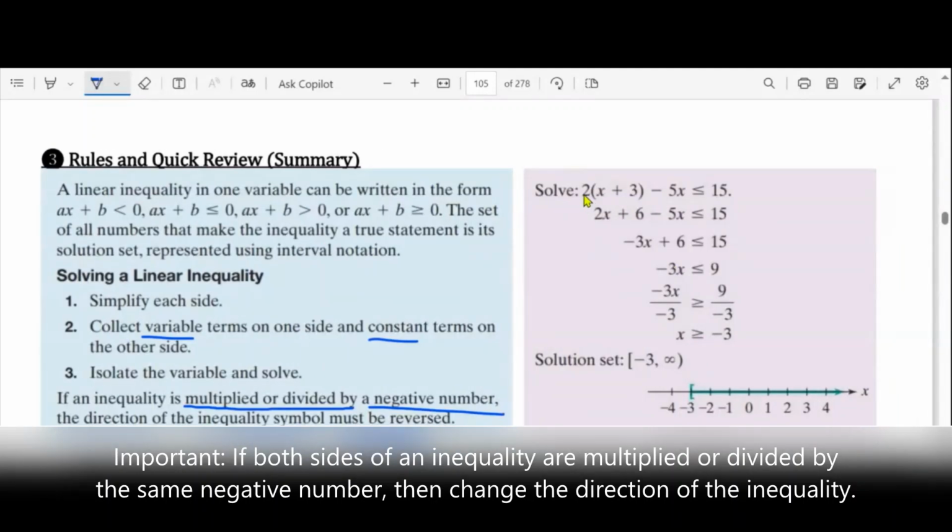Take an example. Distribute 2 how many times? 2 times. So you're going to get 2x, and then combine like terms. You get minus 3x. And move the 6 to the other side. What are you going to get? 9. Divide by what? Negative 3 on both sides. So if you divide by negative 3, what happened to the inequality? It reversed.